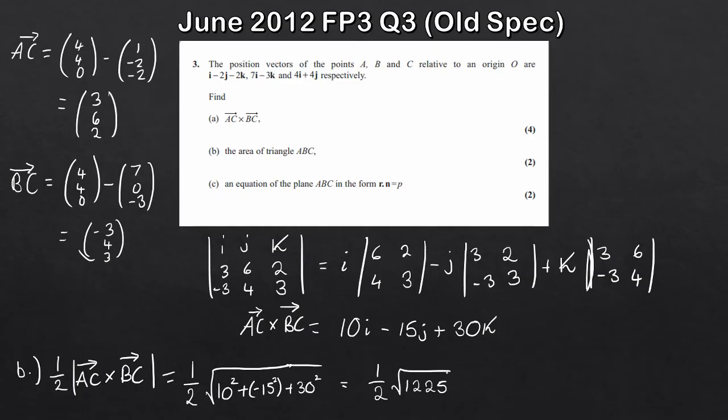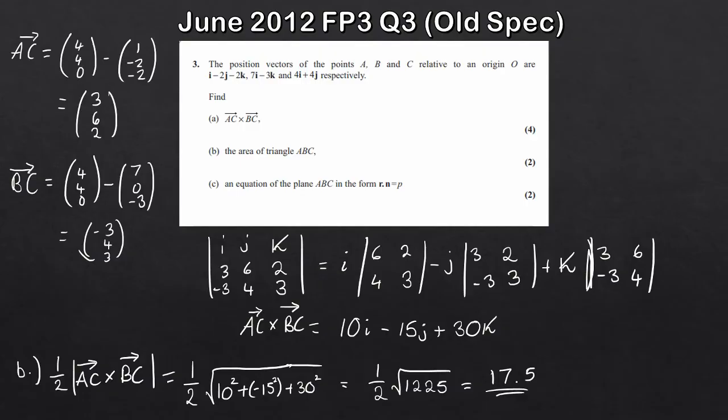Okay, plot this on your calculator and you'll get a half of the square root of 1225, and you can either simplify this expression here or just plug it into your calculator, but if you plug it into your calculator you'll get 17.5 for the area there. So it'll be units squared for the area. So 17.5, so that's part B. And now let's finish with part C.